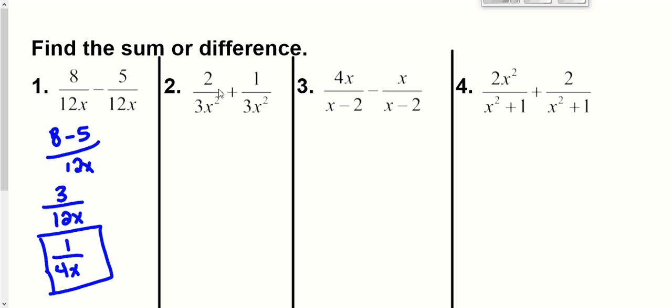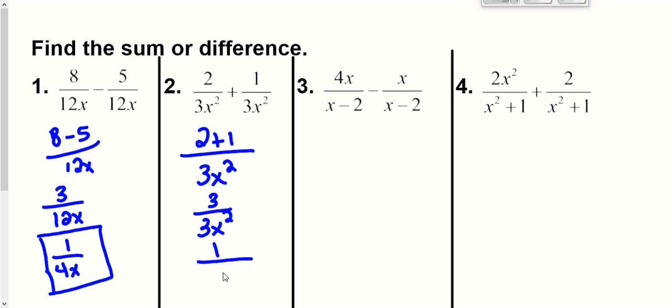All right, number 2, I'm adding. My denominators are the same, so I'm going to rewrite this as 2 plus 1 all over 3x squared. Then go ahead and add your 2 plus 1, which is going to give me 3 over 3x squared. 3 over 3 will cancel, and that's going to leave me with 1 over x squared. Do not forget that whenever you simplify, you're basically dividing. So 3 divided by 3 is what gives me the 1. Don't just leave it blank there. So make sure you're dividing out properly.